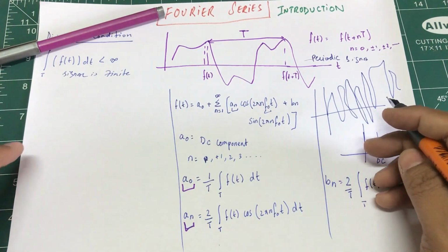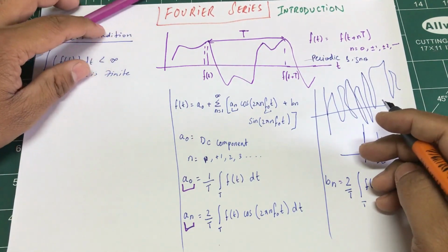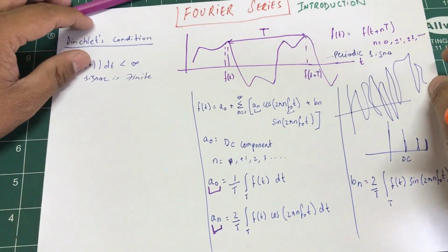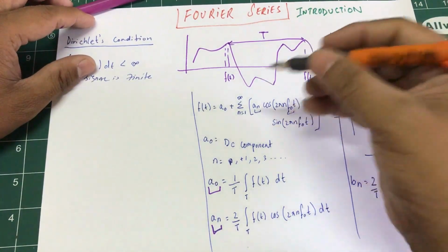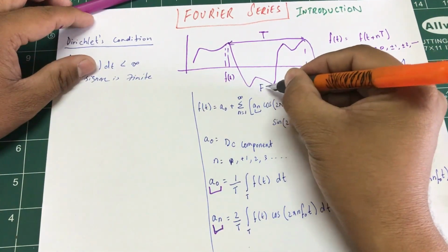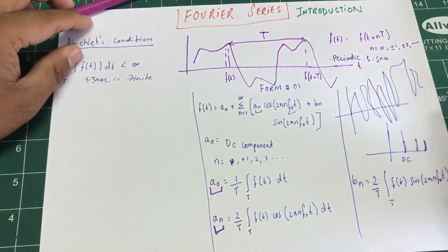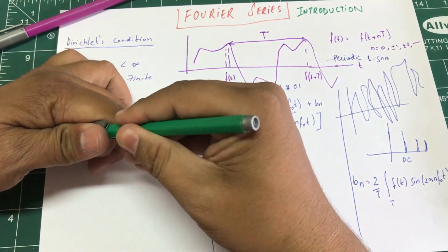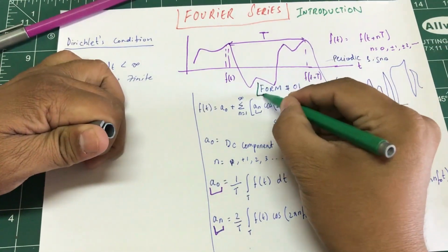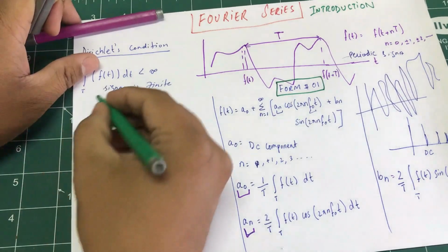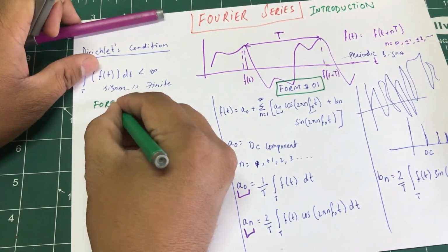So this is one way of looking at it. In this way, we can also look at Fourier. So let's just call it form number 1. This is one way of looking at Fourier series. All right, so let's look at another form of Fourier series.